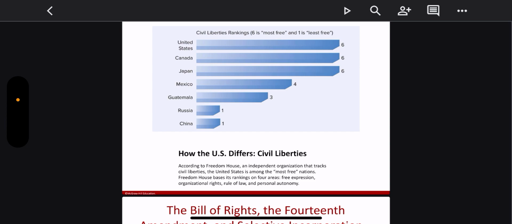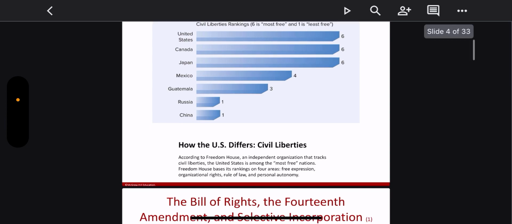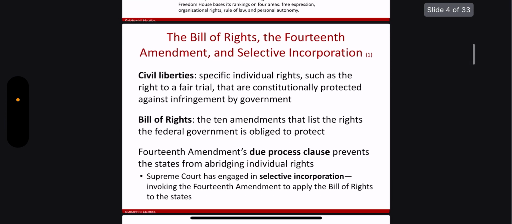So I want you to think a minute about Mexico and Guatemala, for example. How do you think the rights in Mexico and Guatemala differ from that of, say, the United States or Japan? So just think about that. And the areas that were looked at for the survey looked at free expression, organizational rights, rule of law, and personal autonomy. So think about what each one of those means: free expression, organizational rights, rule of law, and personal autonomy.